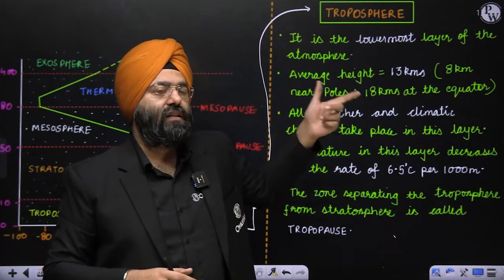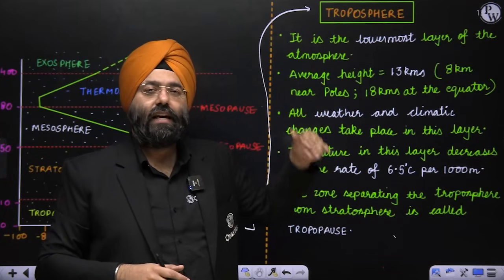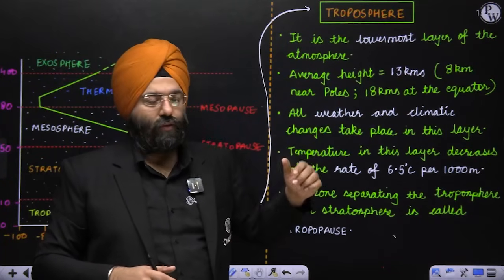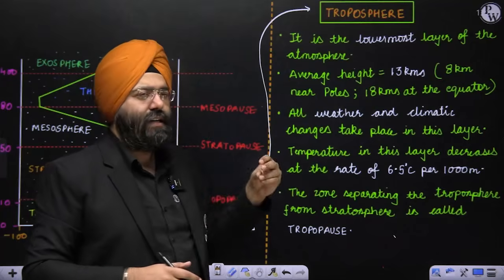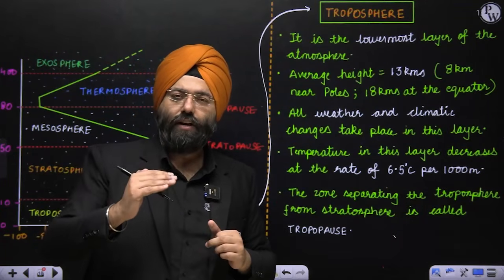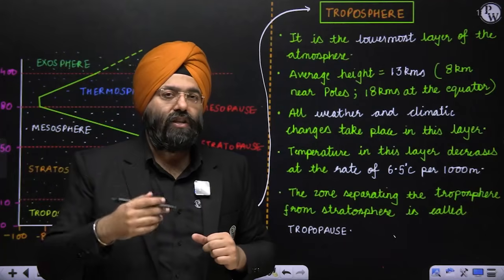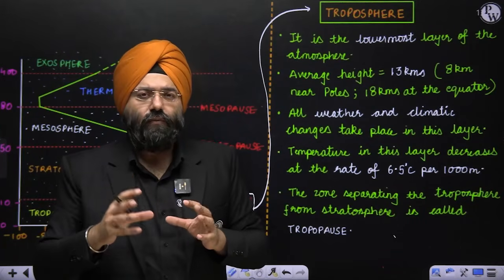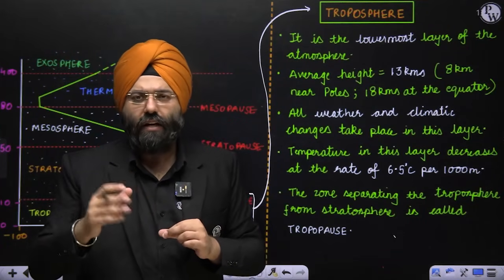Some clouds might be present in the stratosphere, which we'll be studying in the chapter of clouds later on. Temperature in this layer decreases as you move up. As your height or altitude increases, the temperature will decrease. We will be studying phenomena like normal lapse rate and all later on.